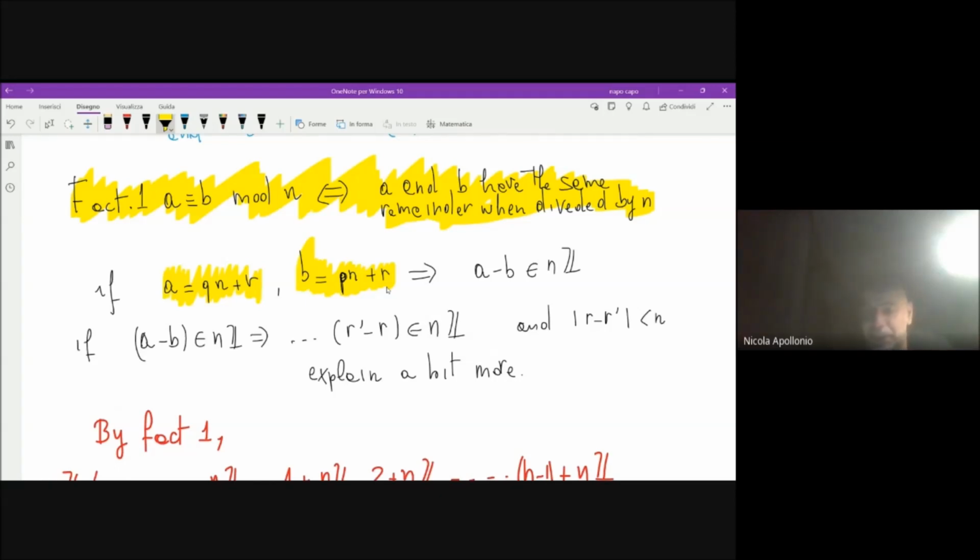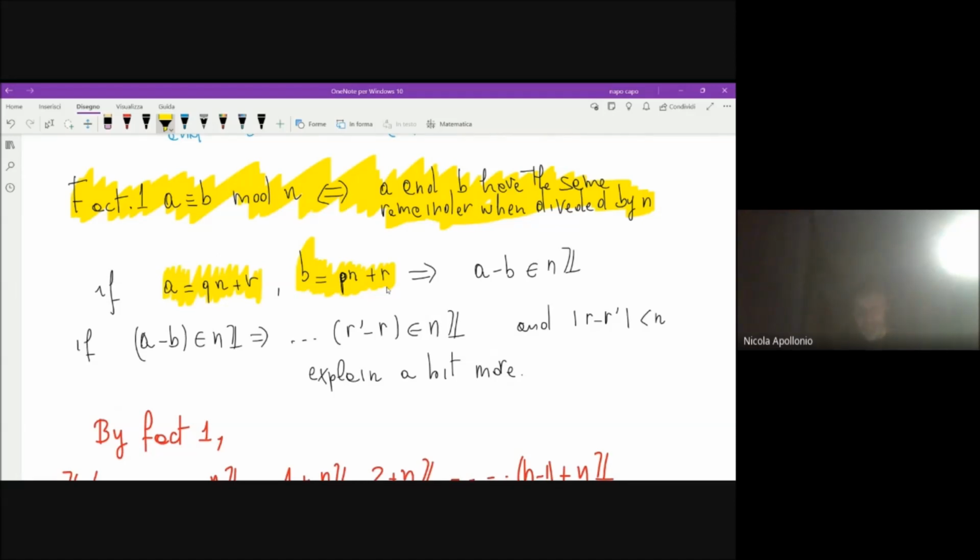This is the definition of Euclidean division. If you divide A by n, you get a remainder R. If you divide B by n, you get another remainder R prime. In this case, we are saying that the remainder is the same. It's not the quotient that is necessarily the same.